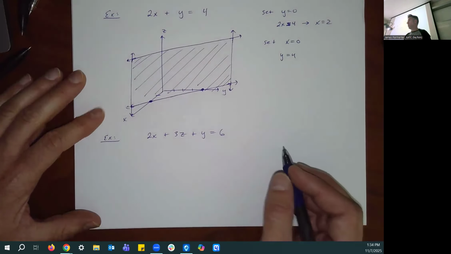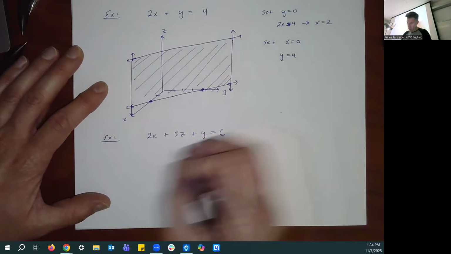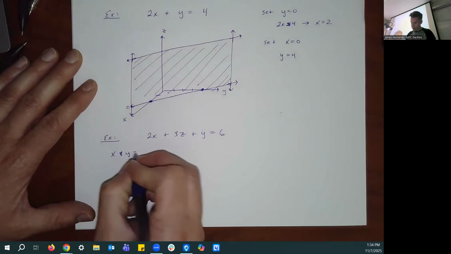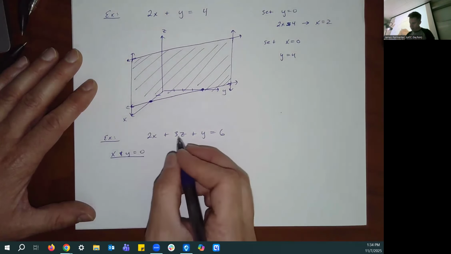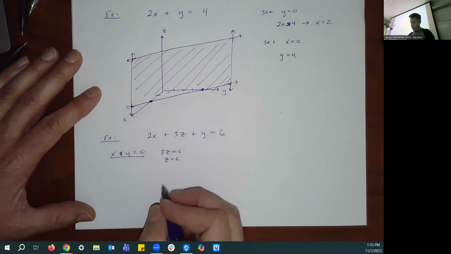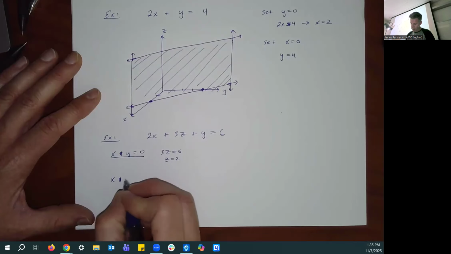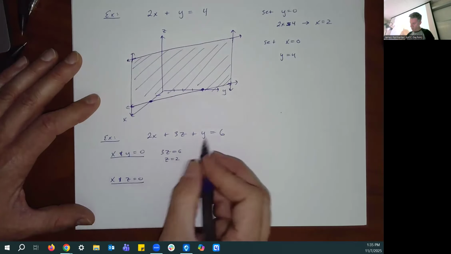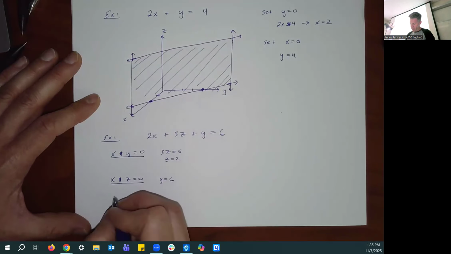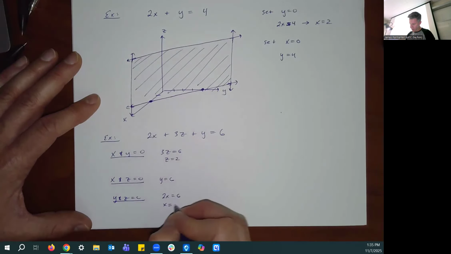So to graph this, also a plane, we're just going to find the x, y, and z intercepts and then draw the thing that we have. So if I set x and y equal to 0, I'm going to get 3 times z equal to 6. I'm going to get z equal to 2. So my z-intercept is 0, 0, 2. If I set x and z equal to 0, I'm going to get y equal to 6. And if I set y and z equal to 0, you're going to get 2x equal to 6. You're going to get x equal to 3.